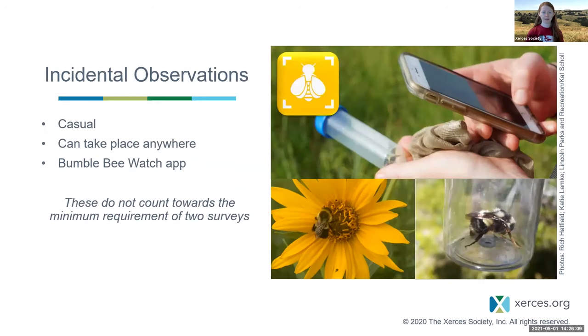And then the last thing we want to talk about are incidental observations here. So these are not included as one of your 2 surveys that you have to complete, but this is a way for you to submit an observation that's not part of a survey. So like when you're walking your dog or you're just sitting out at your house and you see a bumblebee, you can take a picture of it and upload it. And that still is valuable information. It's just not part of a survey because there's no habitat assessment attached to this one.